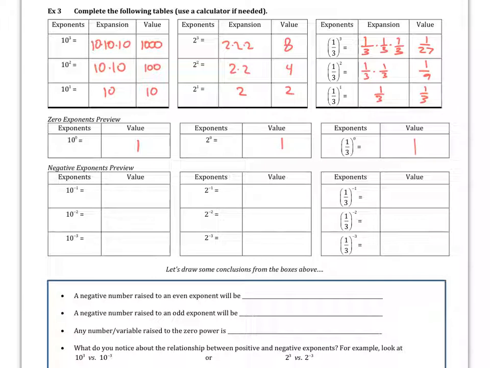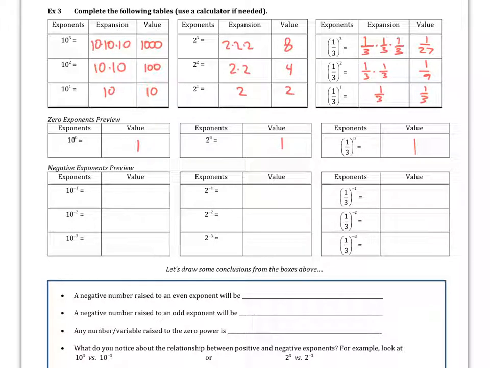All right, so at the top of the page, I filled in the top 2 sets of boxes here. So the 10 to the 3rd, 10 to the 2nd, 10 to the 1st, that's like we just did on the front page, right? So you see how we get 1,000, 100, 10. And then for 2 to the 3rd is 8, and then 4, and then 2. Now, when you do a fraction to a power, it's still the same thing, 1/3 times 1/3 times 1/3, which is 1 over 27, and then 1 over 9, and then 1 over 3.